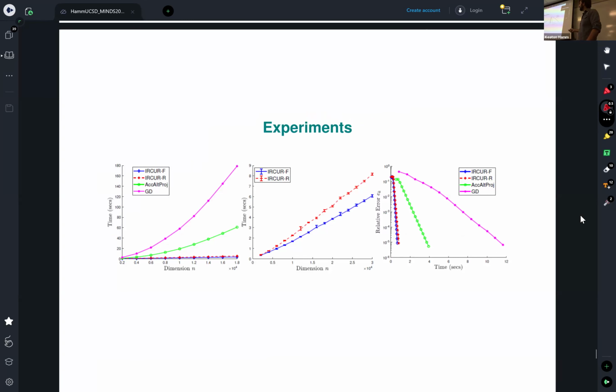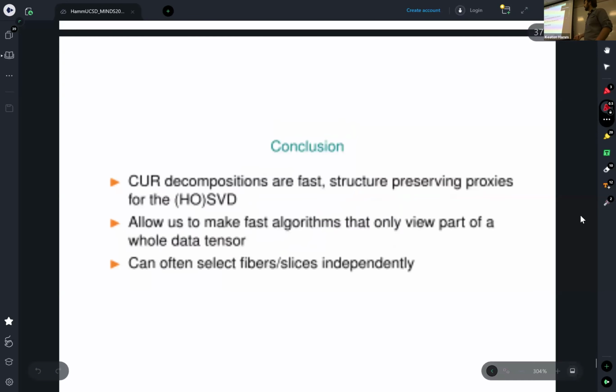And just to show you, we compared with accelerated alternating projections, which was one of Cai and others' algorithms, which was kind of the current fastest at this time, and then a gradient descent-based method. Ours is drastically faster than that overall, and the reconstruction error is really, really good.